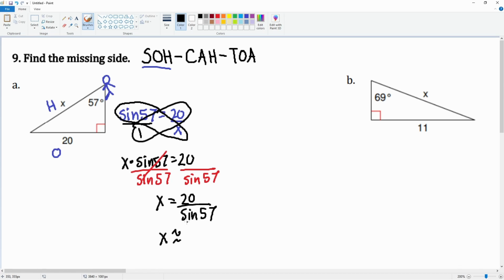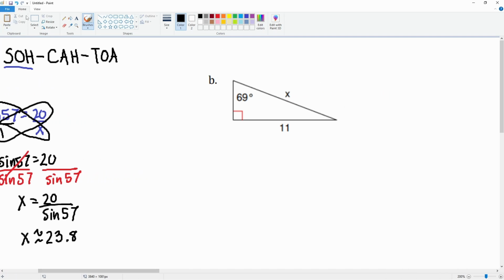Once we plug that into the calculator, we can approximate it. 20 divided by sine 57, it is 23.8. That is the length of x. Then let's look at B here.